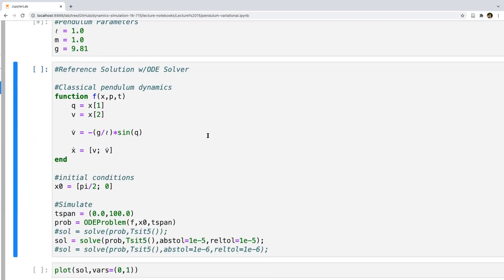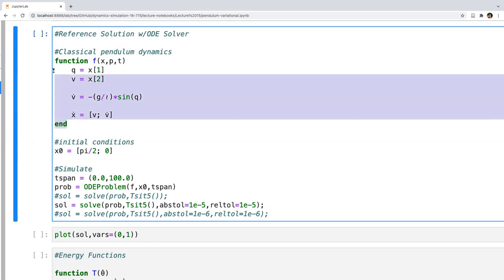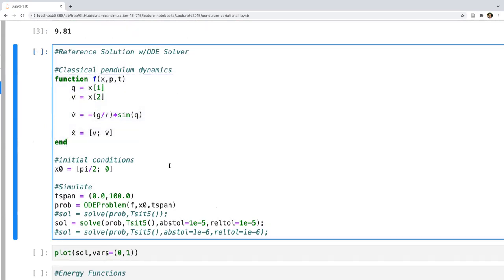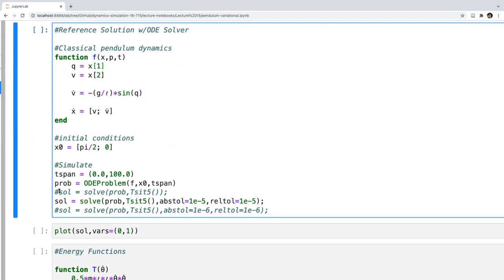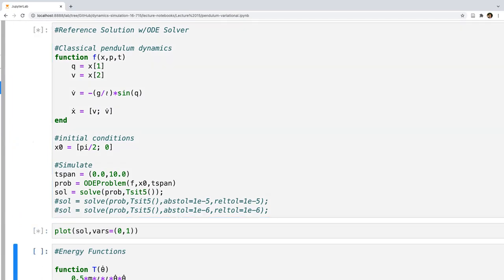So here's our pendulum thing. We're gonna compute a reference solution. This is the classic stuff, F equals ma, and we're gonna use the standard ODE toolbox with a nice variable step solver. And let's say we just do it for 10 seconds. This will take a sec.